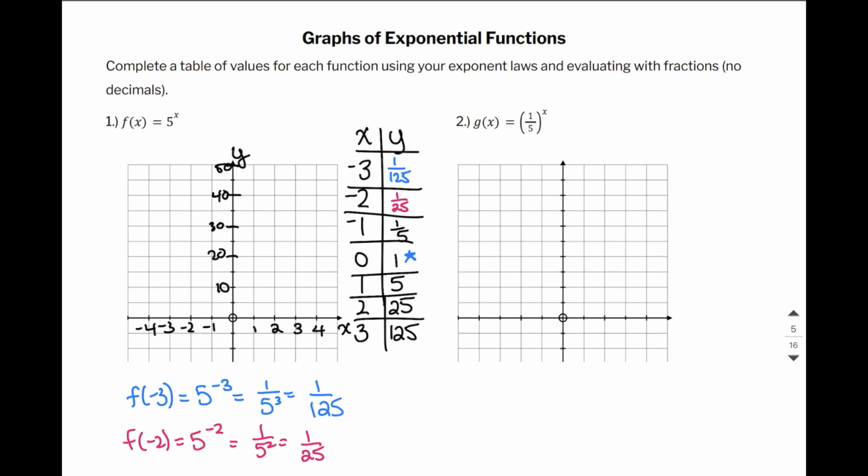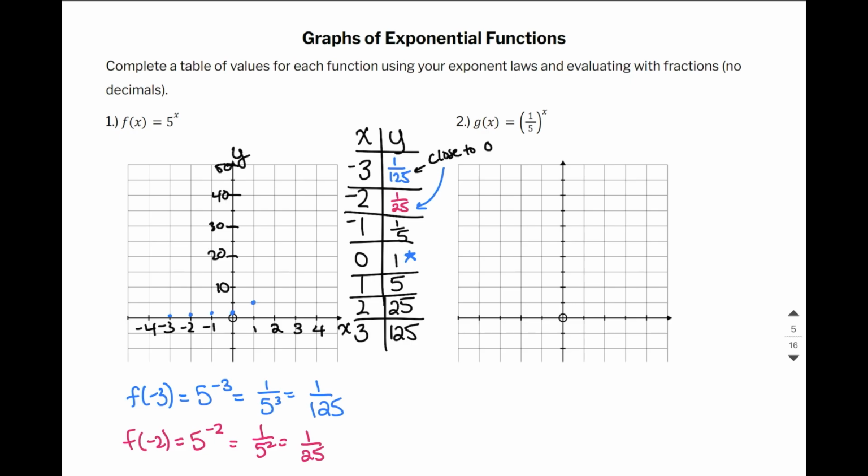If you take a look at this, -3 will be at 1/125th. So that number is super close to 0. It's pretty much 0, right? Because this number is super close to 0, I'm just going to draw it really, really close to 0. 1 over 125 is also super close to 0, but a little bit higher. 1/5 is also close to 0, but a little bit higher than that. 0 will be at 1. 1 will be at 5.